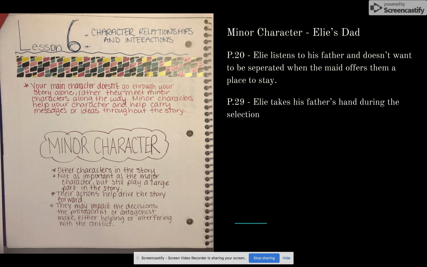The next place that I see is on page 29, and this is where they are taken off the train car, and Ellie gets separated from his mother and Zipporah. He ends up taking his dad's hand. He said it was only a fraction of a second, but he ended up moving with his dad.